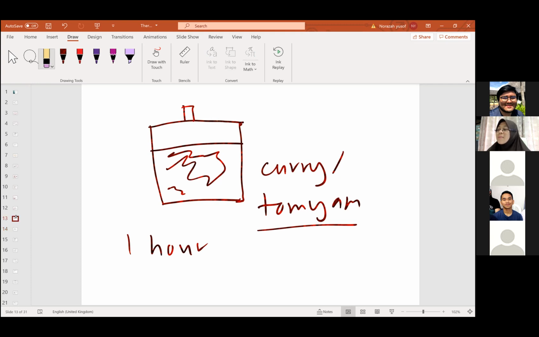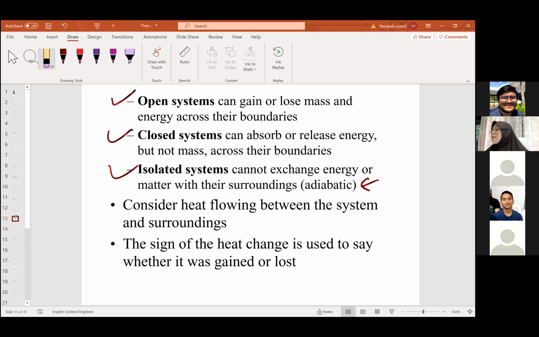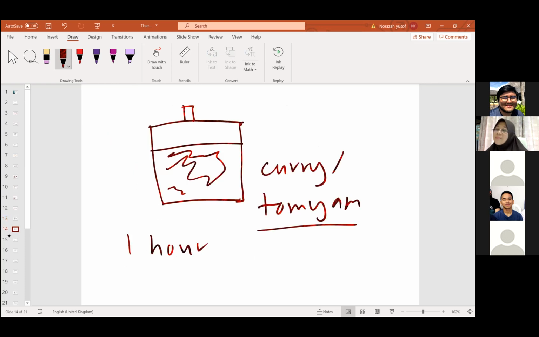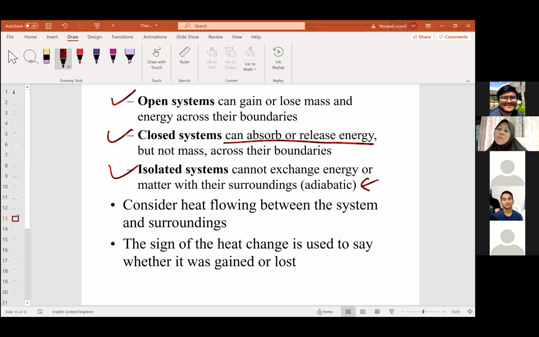But the energy or the heat of that food is now gone. You just leave it for 1 hour. It is still warm, for example, but you turn off whatever heat. So the content inside the pot is still the same, but it has lost its energy, and it is now a cold curry or a cold tom yum, right? So that is a closed system.